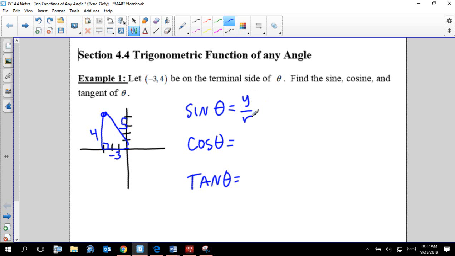Why did I put y over r? Why did I not put just y? Because r is not one. It is not the unit circle. R is not 1, so I have to put y over r, 4 over 5.